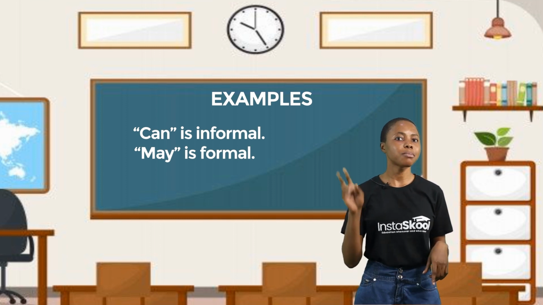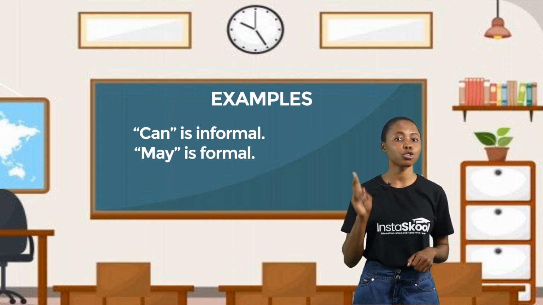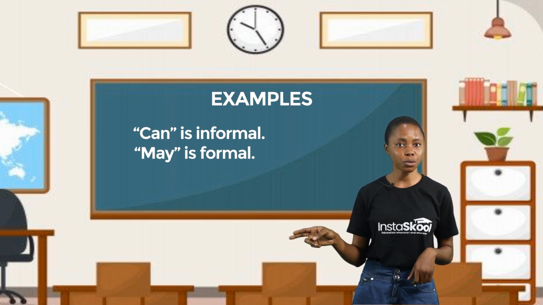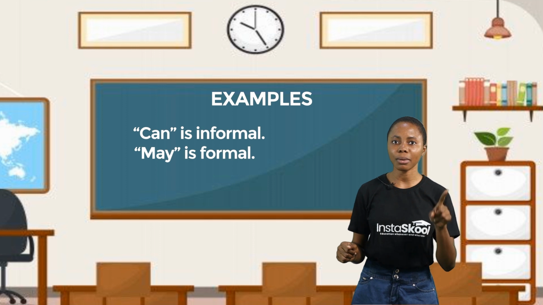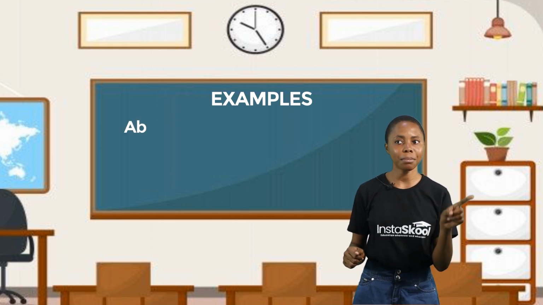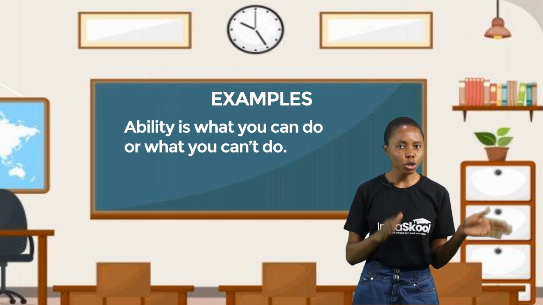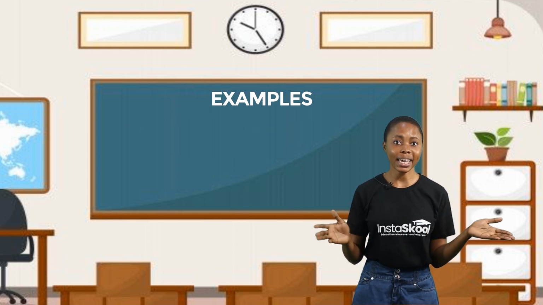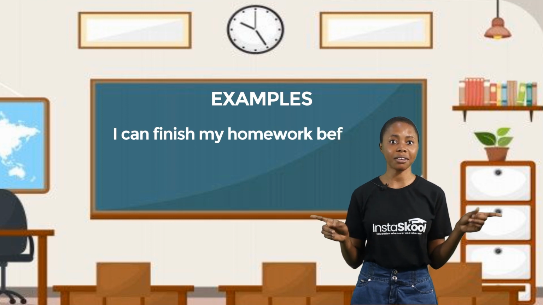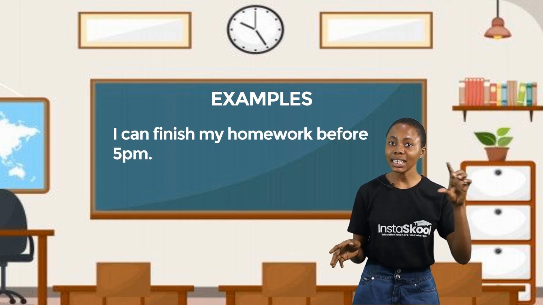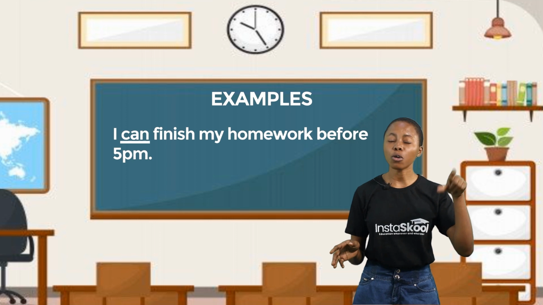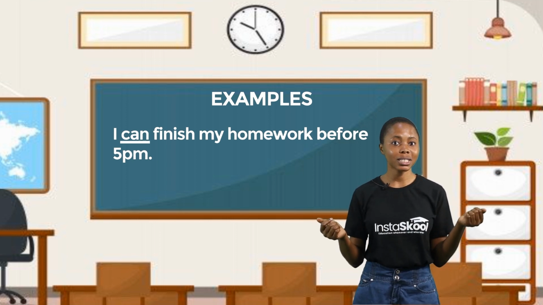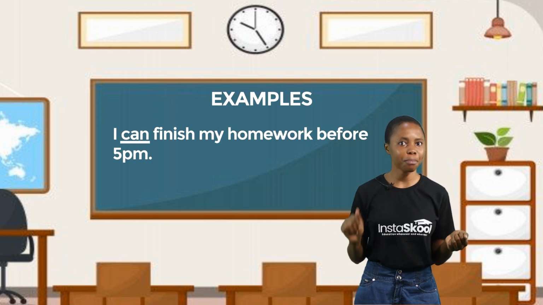Formal. Now remember, I told you can be used in two ways. One, to show ability, and two, to ask for what? Permission. Now we're talking about can to be used to show what? Ability. That is, ability is what you can do or what you can't do. First example, I can finish my homework before 5 p.m. Now, the can there is telling you or whosoever that is listening to you that you will be able to finish your assignment before 5 p.m.